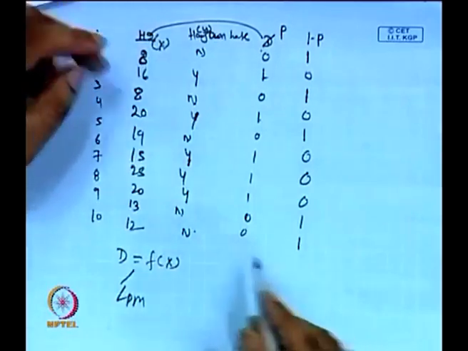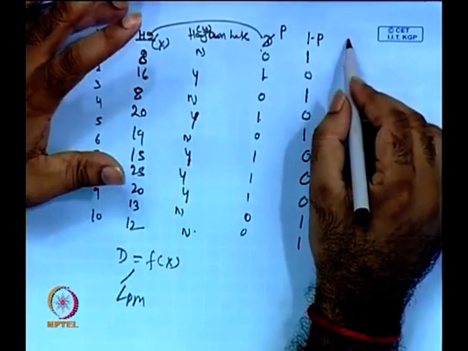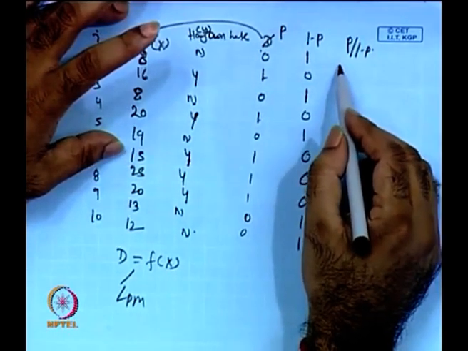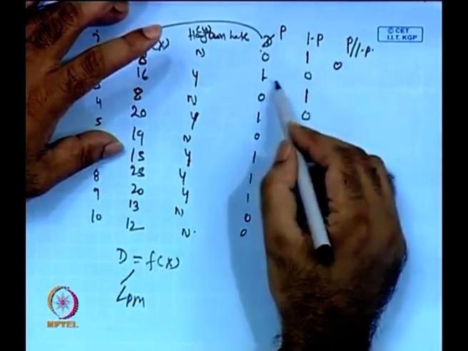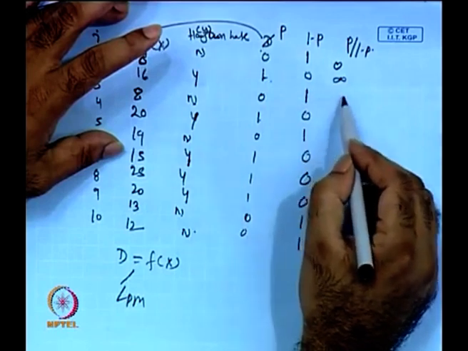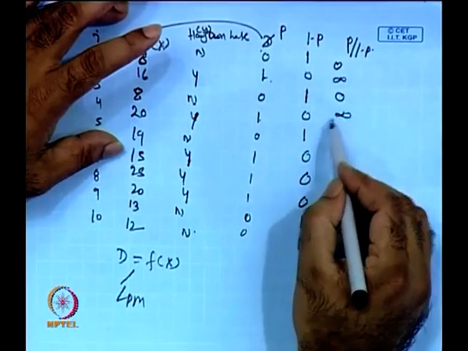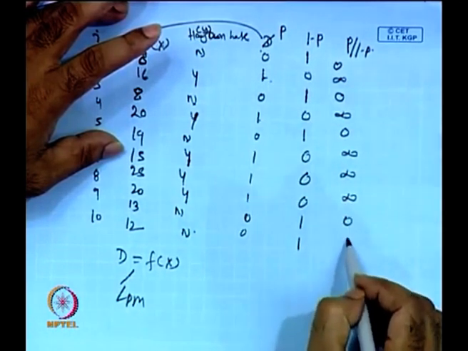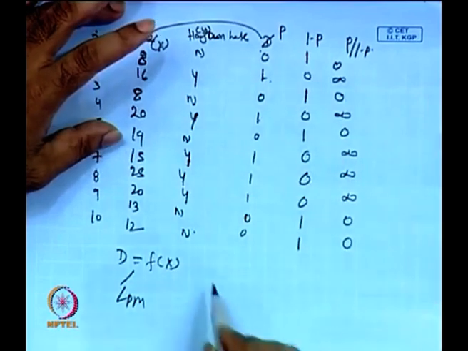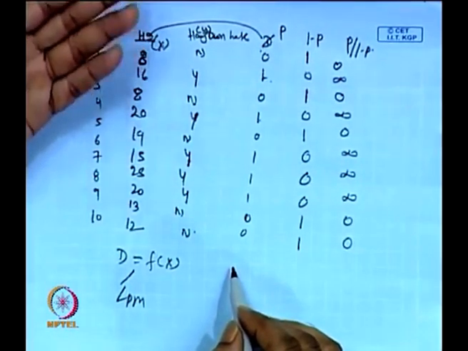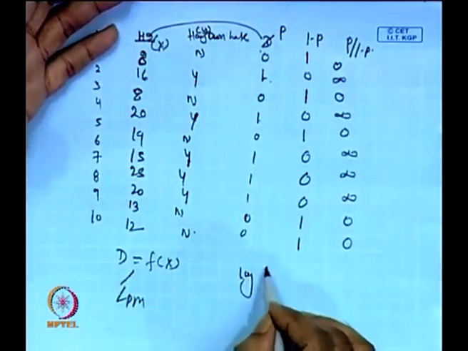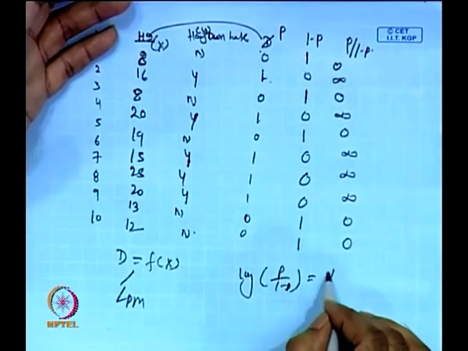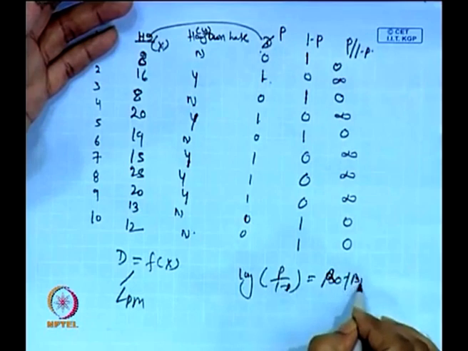So now P is this much, 1 minus P is this much. What you have to do? We need to have P by 1 minus P. So 0 by 1 will be 0, then 1 by 0 is infinity, then 0 by 1, 0, then 1 by 0, infinity, then 0 by 1, 0, then 1 by 0, infinity, and so on. If it is coming out infinite, then obviously you cannot estimate the model. So that means we need the model P by 1 minus P equal to beta 0 plus beta 1 x 1.